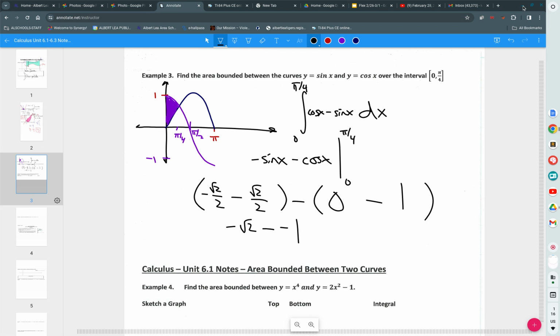What's the antiderivative of cosine? Sine. I looked at it and I saw, did you see our answer was going to be negative? The area between two curves, so long as you identify the top and the bottom correctly, will never be negative. So I was like, what's going on? We shouldn't come up with a negative answer. The antiderivative of cosine is sine. What's the antiderivative of negative sine? Positive cosine. So those two are positive.